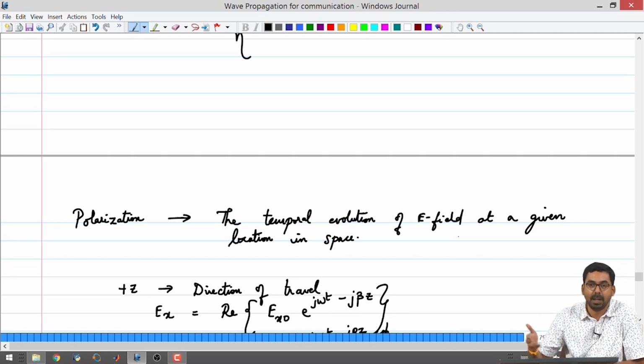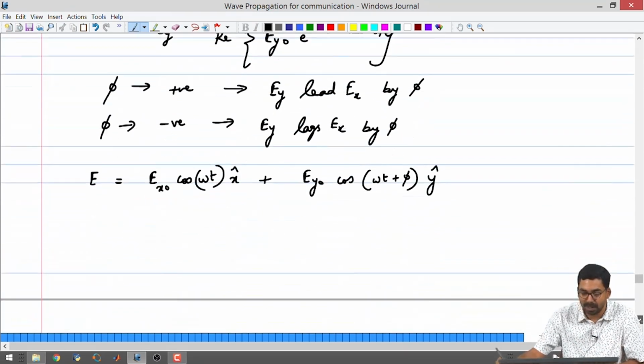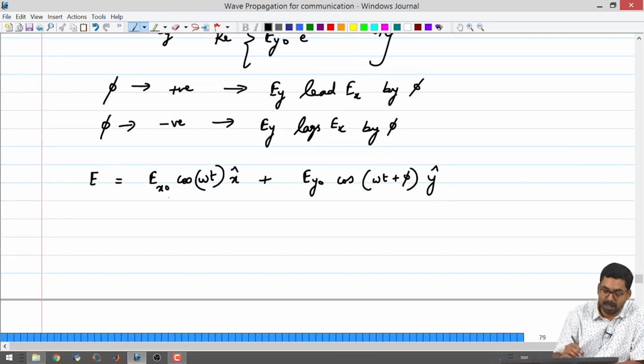If I make z equal to 0, I get rid of one term, so I can focus on the remaining terms easily. So now I am focusing exclusively on z equal to 0, and I remove some terms. So it becomes Ex naught cos omega t x hat. The simplest place where I can observe is z equal to 0.